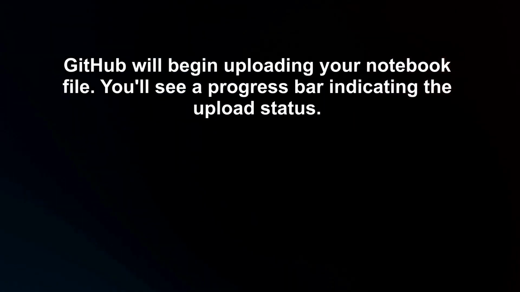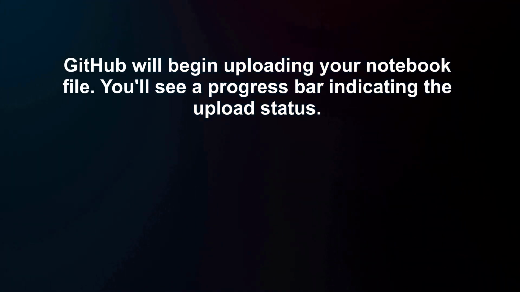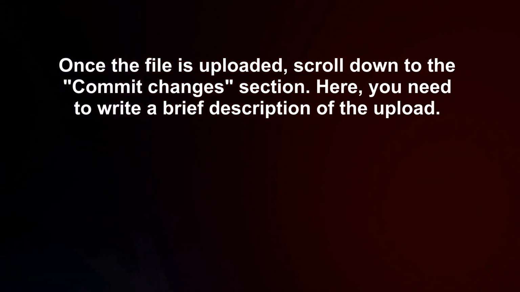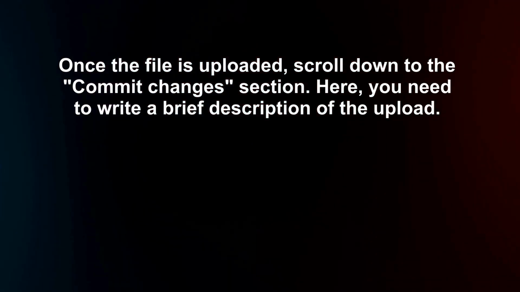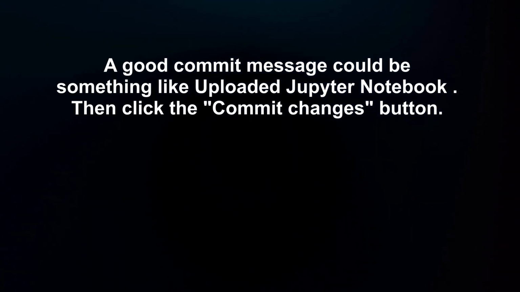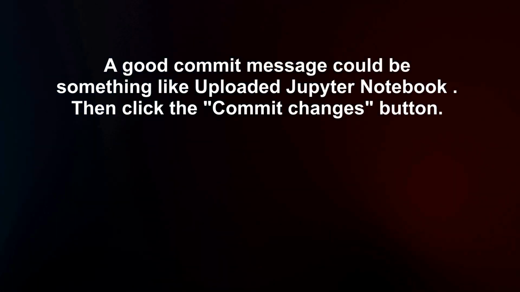GitHub will begin uploading your notebook file. You'll see a progress bar indicating the upload status. Once the file is uploaded, scroll down to the Commit Changes section. Here, you need to write a brief description of the upload. A good commit message could be something like Uploaded Jupyter Notebook. Then click the Commit Changes button.